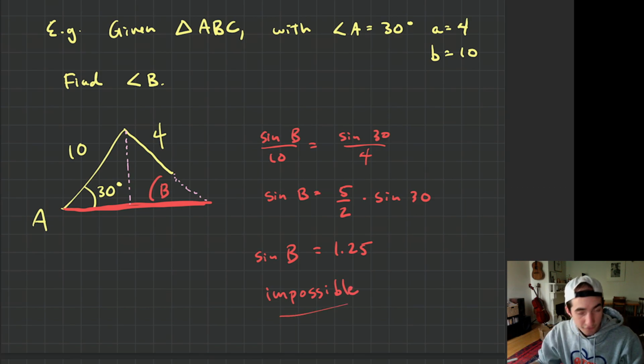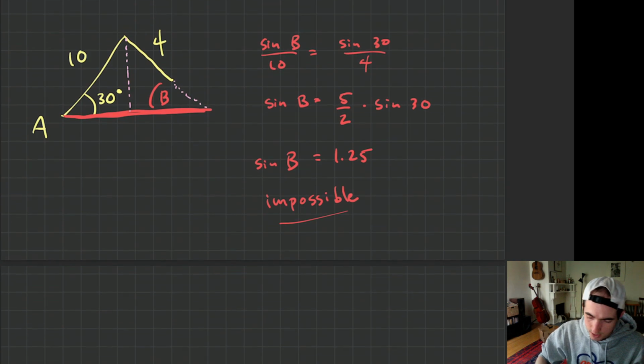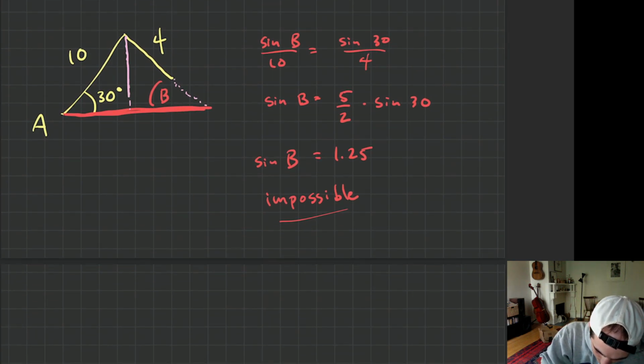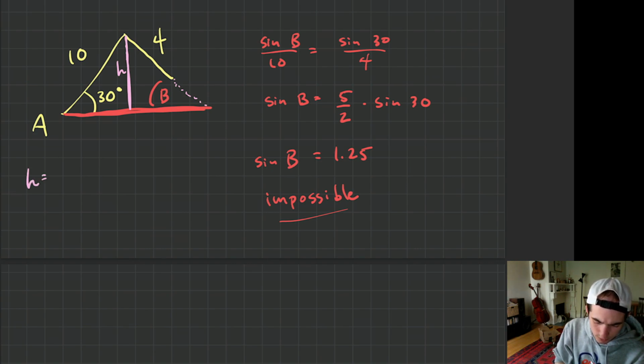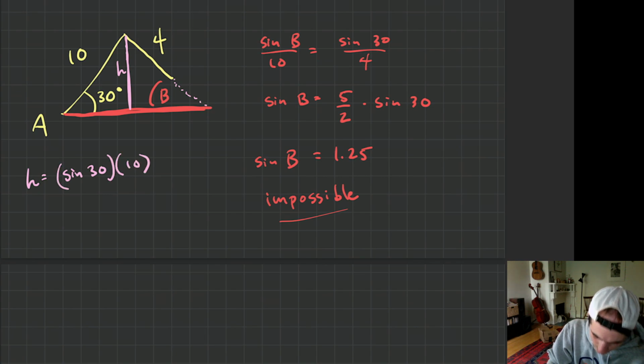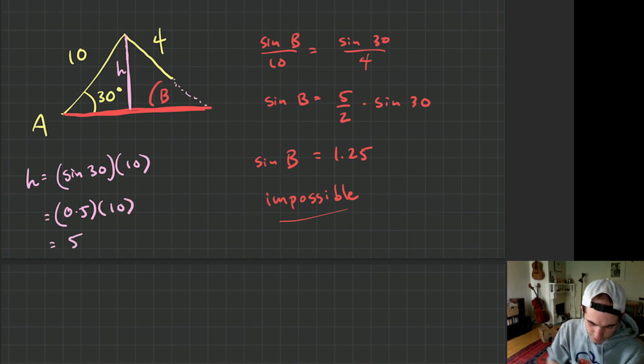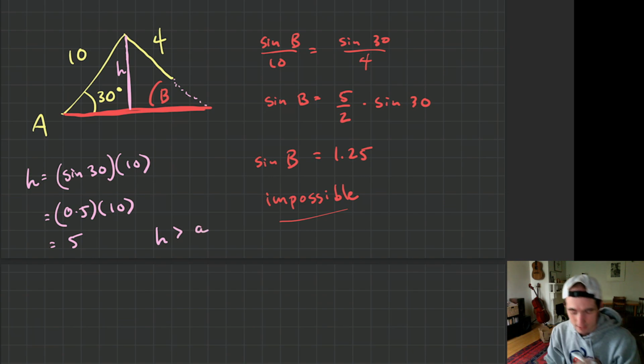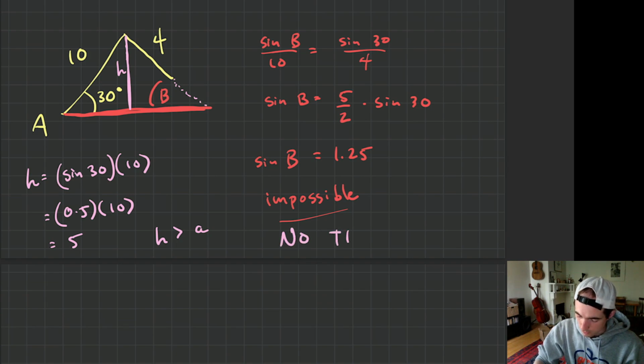Now let's verify that using the methods that we used a minute ago. Let's take a look at this side h, and h here is equal to sine of 30 times 10. Sine of 30 was 0.5, times 10 is equal to 5. So here h is greater than a. So we do not have a triangle. This does not work. So no triangle.